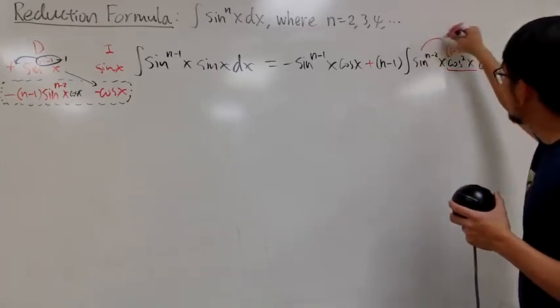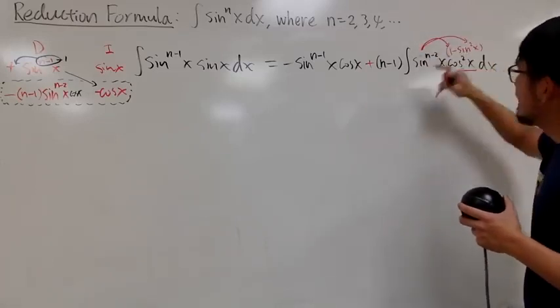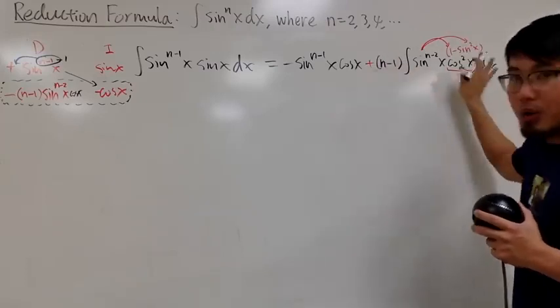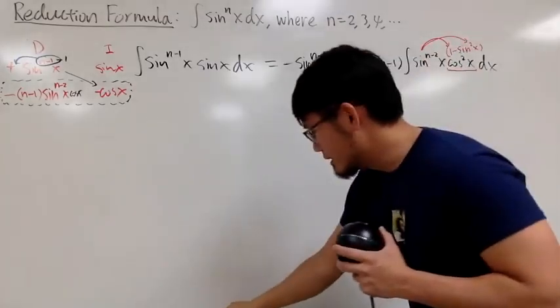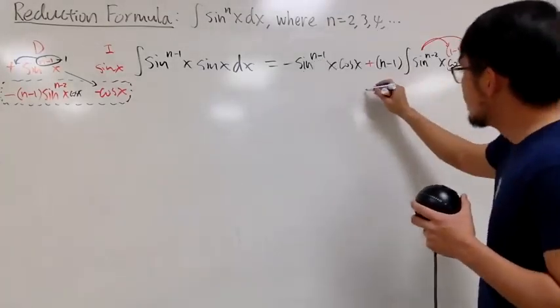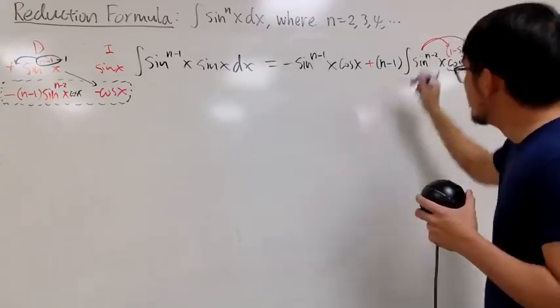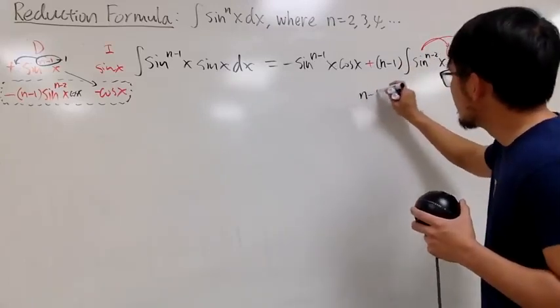First, I will just distribute this inside. And perhaps let me just write this part down for you guys. I'll do this in blue. First, we have the n minus 1 all the way in the front.